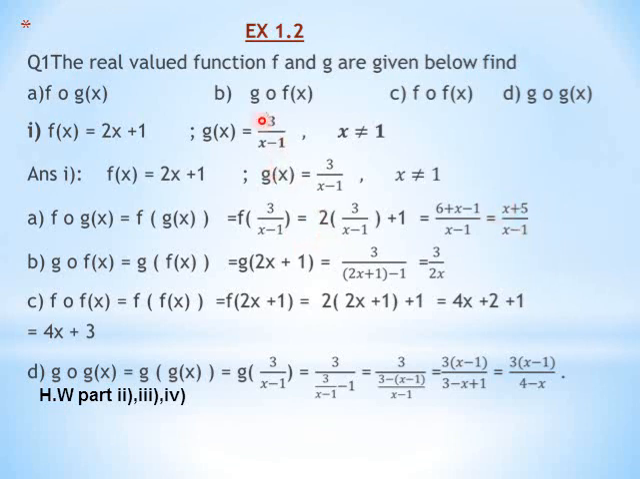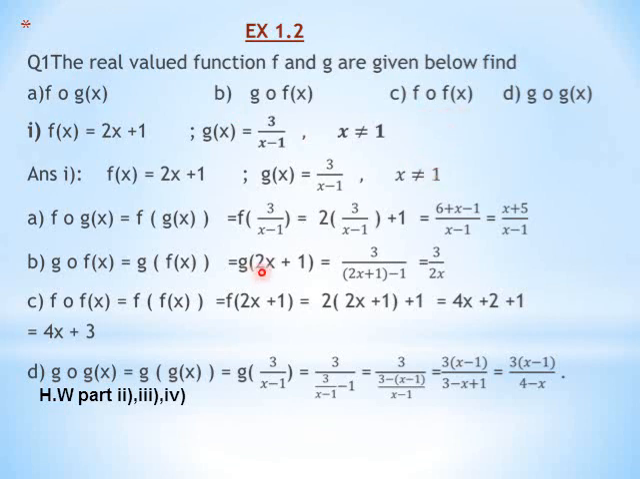Now the second part b, g of f of x means g is outside and f of x is inside. What is f of x? f of x is 2x plus 1. Now the value of x is 2x plus 1. So g of 2x plus 1 means g of x, where g of x is 3 upon x minus 1. So 3 upon, the value of x is 2x plus 1, minus 1. 3 is the same, and 2x plus 1 minus 1 gives 2x. So 3 upon 2x is the answer of part b.